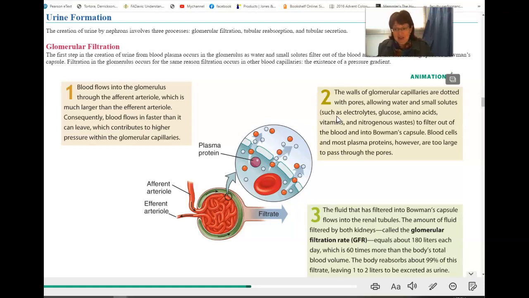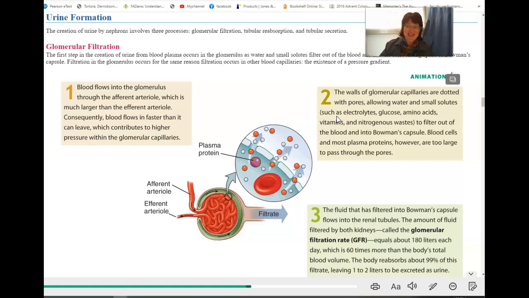And as a result, the fluid that is filtered into the Bowman's capsule now flows into the renal tubule. And this rate of flow is called the glomerular filtration rate. It's about 180 liters a day, or 60 times your initial blood volume. So 90% of it gets reabsorbed, but most of it goes out.